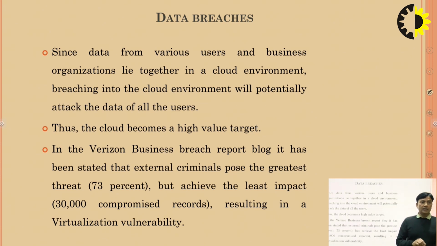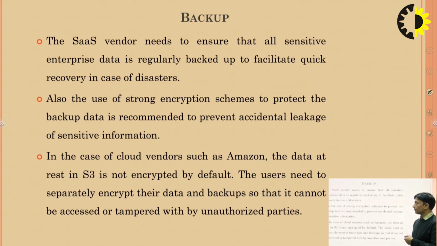In the Verizon Business Breach Report blog, it has been stated that external criminals pose the greatest threat, 73%, but achieve the least impact, 30,000 compromised records, resulting from virtualization vulnerabilities. So the possibility of data breaches is there. Again, you have to secure your data because the data of a number of users is stored at the same location.